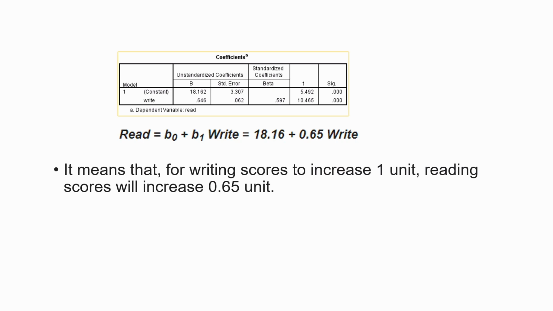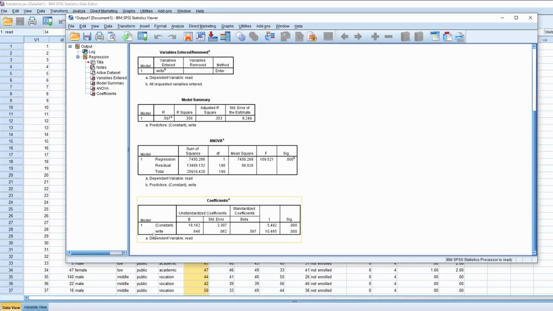Lastly, you can write the linear regression model as a statement. Reading equals this intercept plus this regression coefficient for writing. Since this is the output table from SPSS, we can put the intercept and the regression coefficient into this model statement. What it means is that when the writing score increases by 1 unit, the reading score will increase by 0.65 unit. That's what the regression coefficient for writing means. When you are doing simple linear regression, basically that's it. You are done with all the analysis.